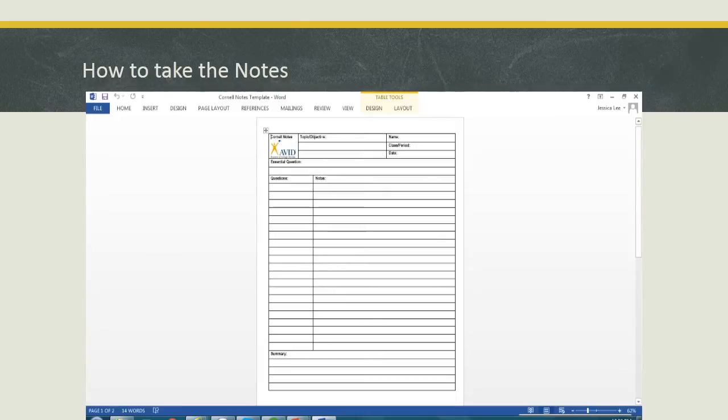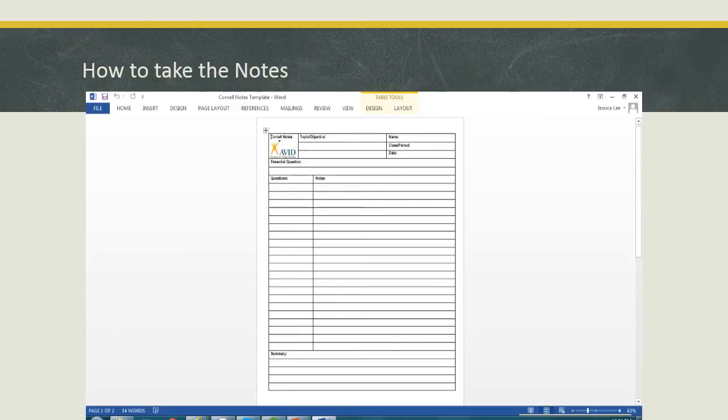This is what a Cornell note piece of paper looks like. If you look at the top, it's the topic and objective that I will give you, and then comes the name, class period, and date. Make sure you always put your name on your paper. For class, you can just put like 7th grade language arts, 6th grade language arts, 8th grade language arts. You don't have to worry about a class period. And then the date, whatever date it was that you took those notes.